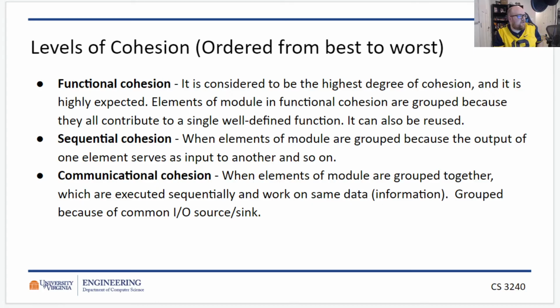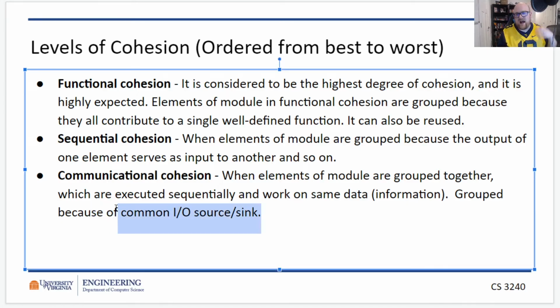Communicational cohesion. This is when we are grouping different functions together into a module. Again, I'm thinking of this from a Java perspective, but it doesn't need to be that specific. If we're talking Java or even Python, you're grouping functions together in a class because that class all deals with a common data source, a common I/O source, a file, a server, database, whatever.